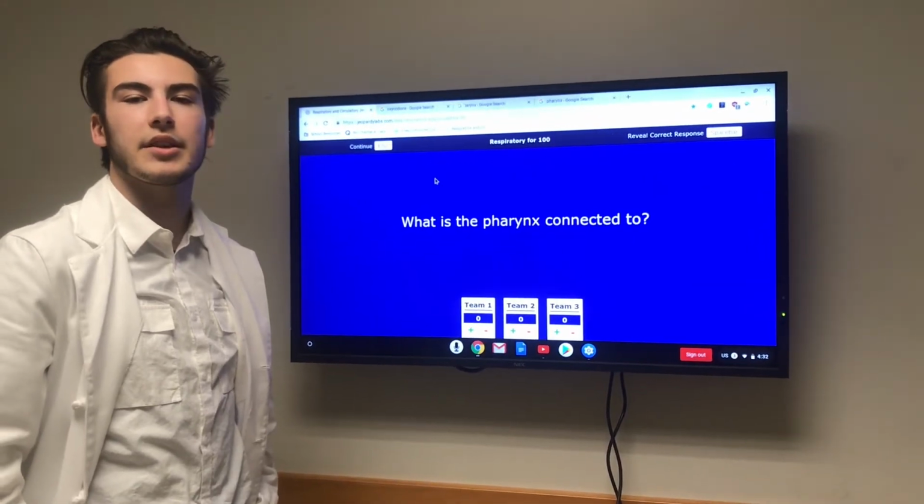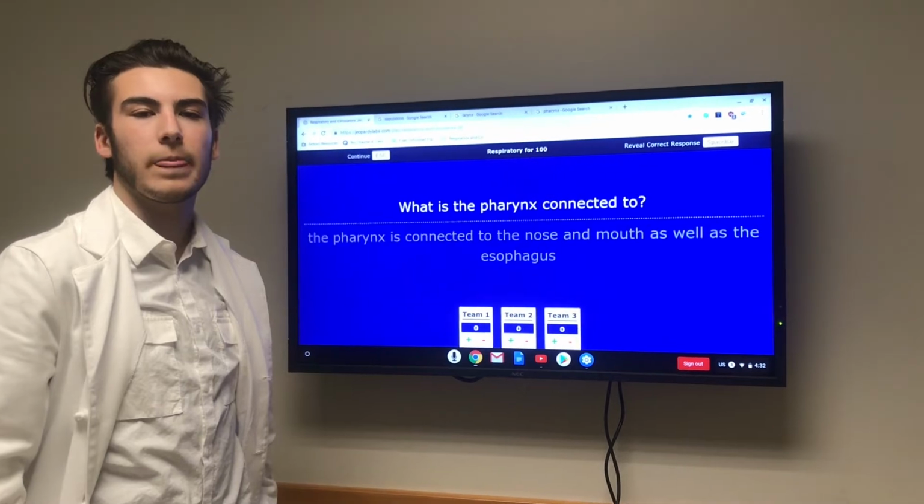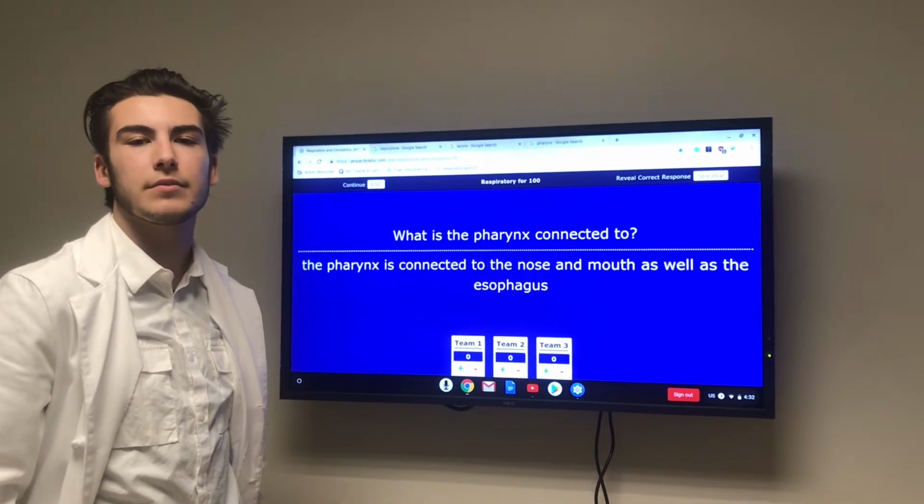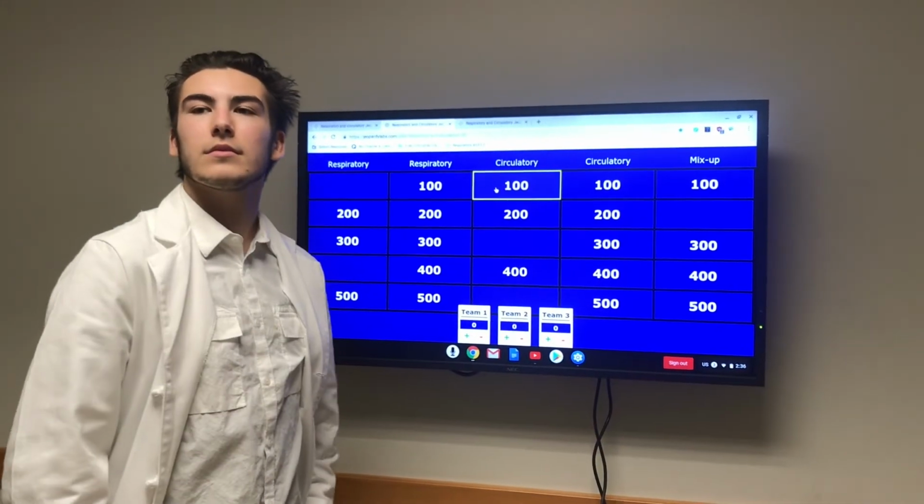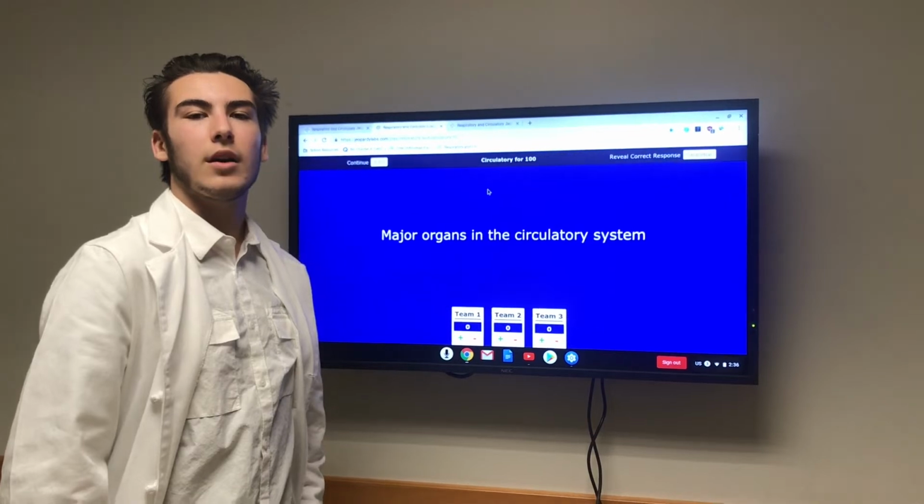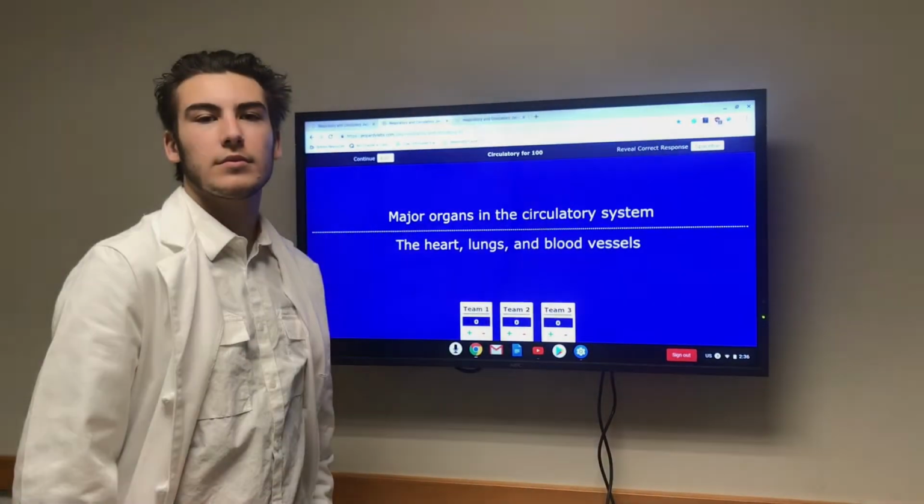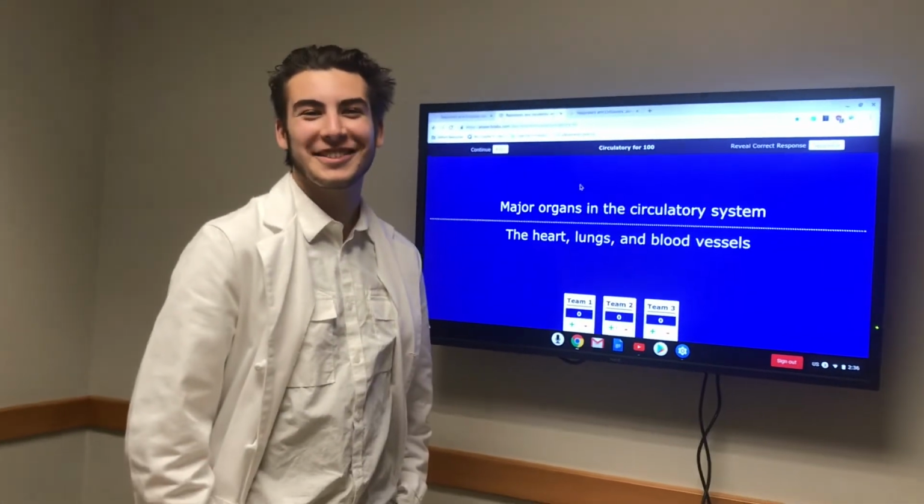What is the pharynx connected to? What is the pharynx is connected to the nose and mouth as well as the esophagus. Correct. The pharynx is connected to the nose and mouth as well as the esophagus. I'll take circulatory for 100. What are the major organs in the circulatory system? The major organs are the heart, lungs, and blood vessels. That is correct. I'll take mix-up for 100.